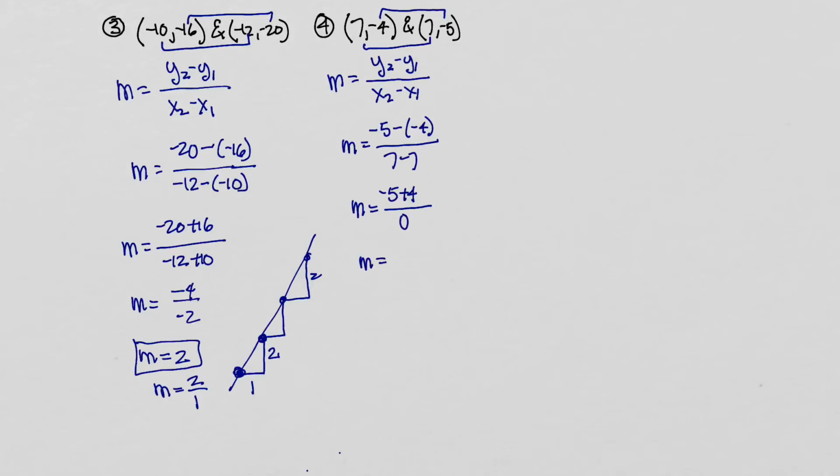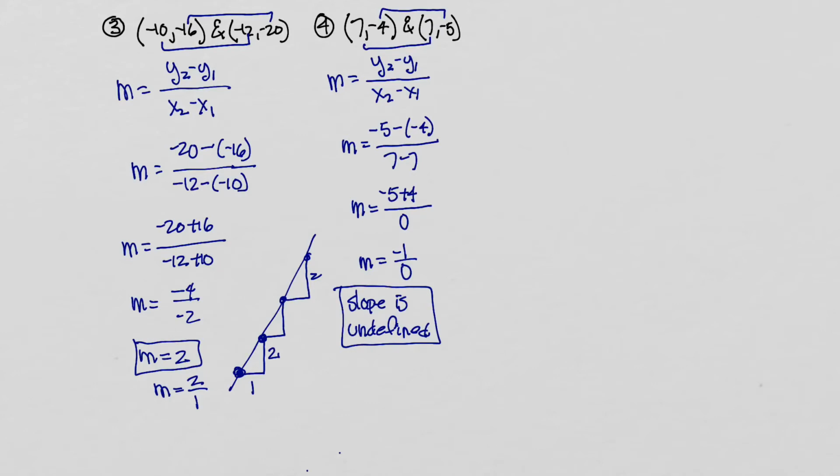So here's what we end up with. We end up with negative 1 over 0. Now, this is a non-zero number over 0. This is undefined. So we're going to say that, in this case, the slope is undefined.